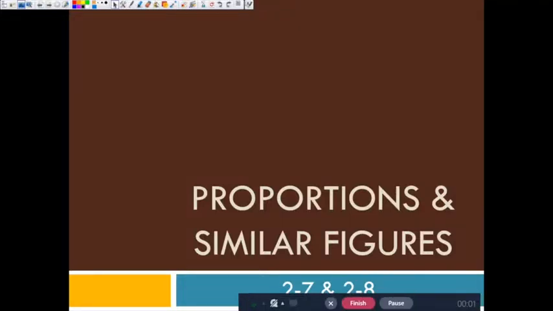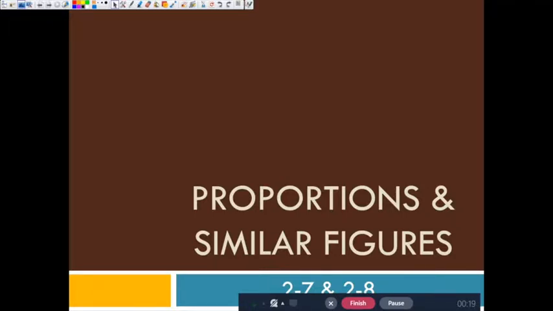Today we're going to be learning about proportions and similar figures. So our success criteria today is for you to solve proportions, which we're going to go over those steps, and for us to create proportions for similar figures and then solve them. Okay, and it will make more sense in a minute.